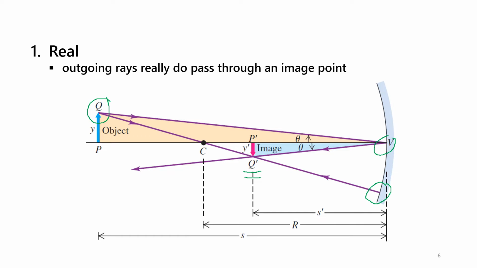Real images are where the outgoing rays, or rays that travel after hitting the reflective boundary, converge. To make the distinction, these two rays at the start are incoming rays because they're just approaching the mirror, and after they bounce off the mirror, these two rays you would call the outgoing rays. Eventually those two outgoing rays would meet at Q prime, and since these rays actually hit Q prime, the image that is formed at Q prime is called a real image.